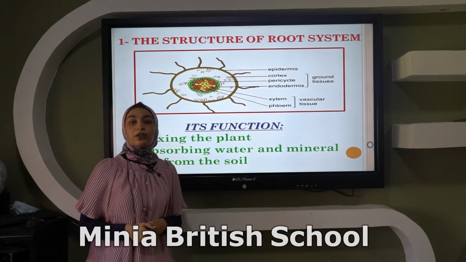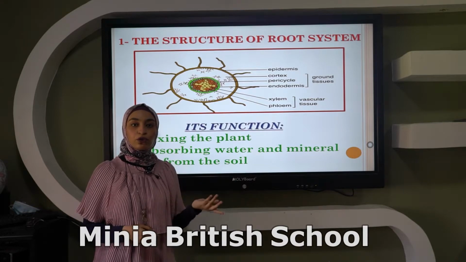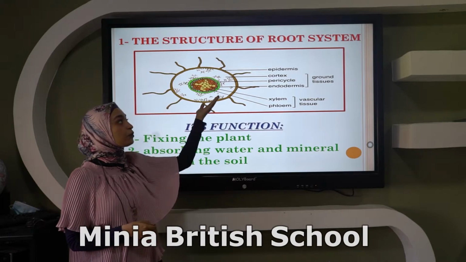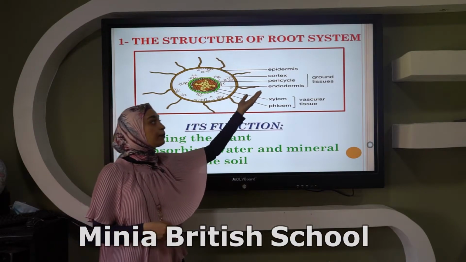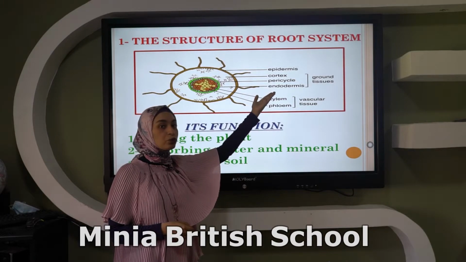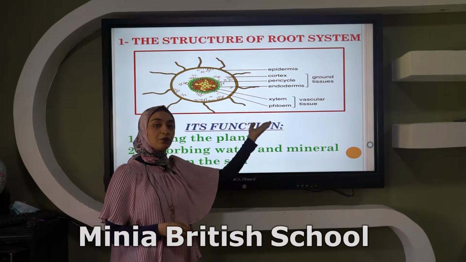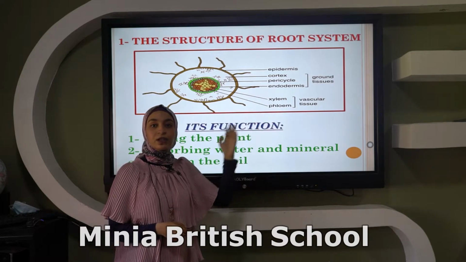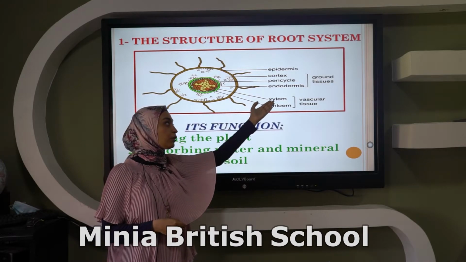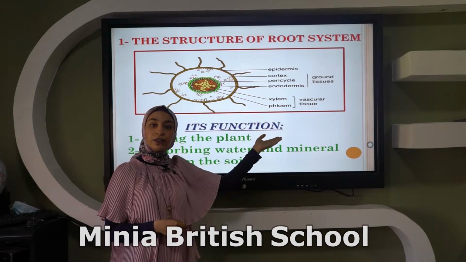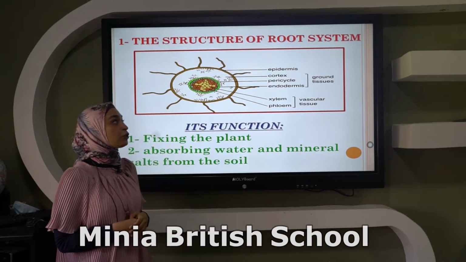Let's talk about the main parts of the green plants which are responsible for absorption of water and minerals. The first part is the root system, which contains 5 layers: epidermis, then the second one cortex, the third one endodermis, number 4 xylem, and phloem, or we can say pith layer. So the water passes from the epidermis, then cortex, then endodermis, xylem, finally until it reaches the pith and the leaves.